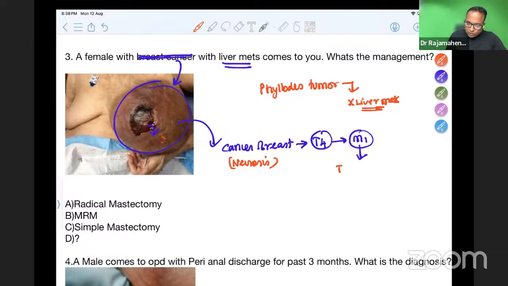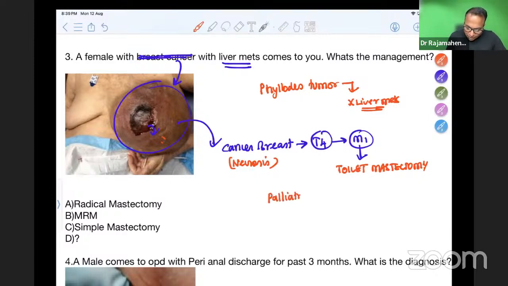Therefore I have to go for a toilet mastectomy. I don't know the exact question or the exact choices, but I will say that if there is a cancer breast with metastasis, which is M1 disease, already having liver mets means the survival is going to be only 6 months to 1 year. So my aim is now only palliation. What all can I do as palliation?